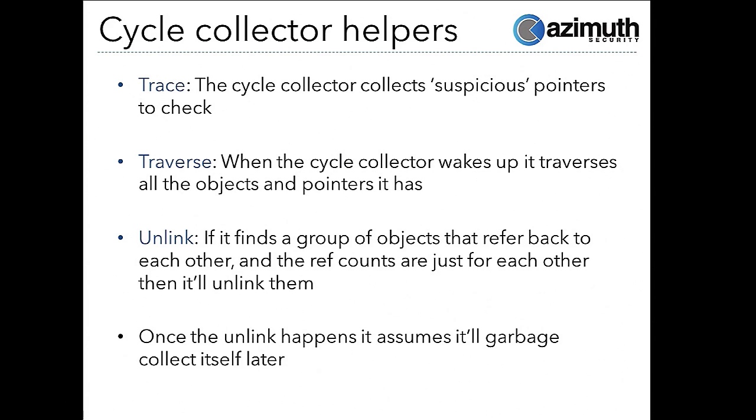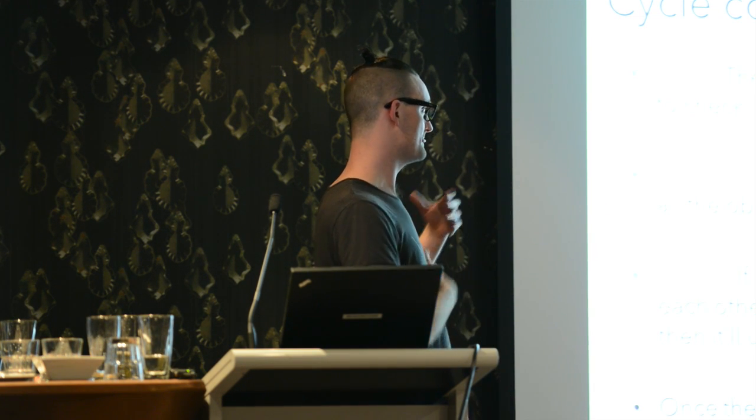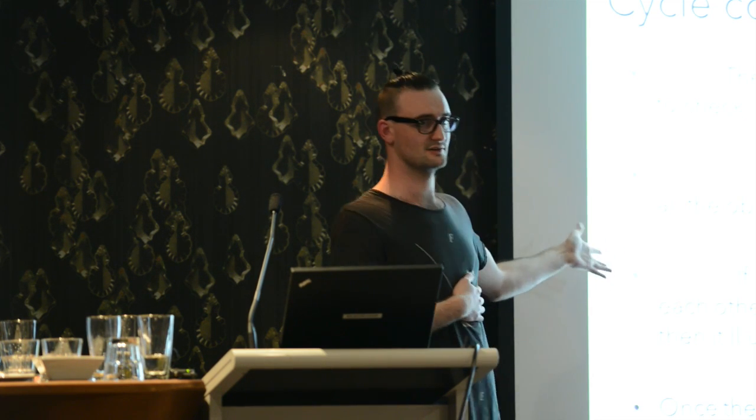Then traverse is called, and this is where it actually creates a map or a graph of these objects. And if the graph finds a cycle, then the reference counts can be, what's the word? Decremented? Yeah. So if they're only referencing each other and no one else is referencing them, it goes, hey, there's actually a cyclical reference there. And then you call unlink on these.